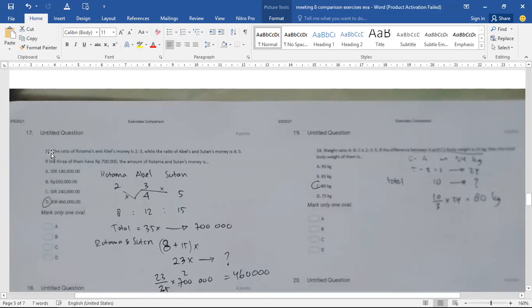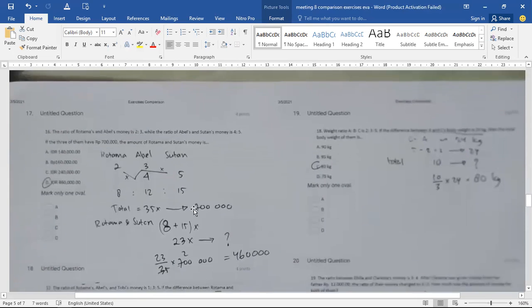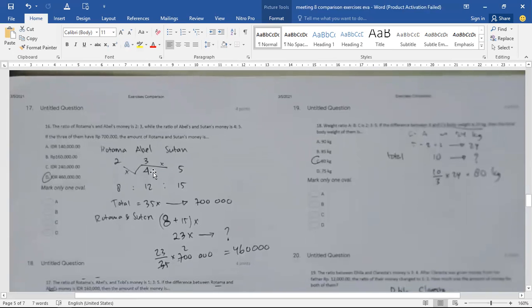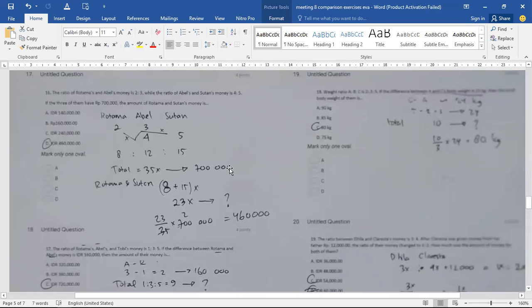Next step, if the three of them have 700,000, so 35 is 700,000 because 8 plus 12 plus 15. And then how about Rotama and Sultan? Rotama is 8, Sultan is 15, so 23. Like 35 is 700,000, how about 23? I think that is less than 700,000. So I put 23 on top and 35 on the bottom. It is equal to 460,000.